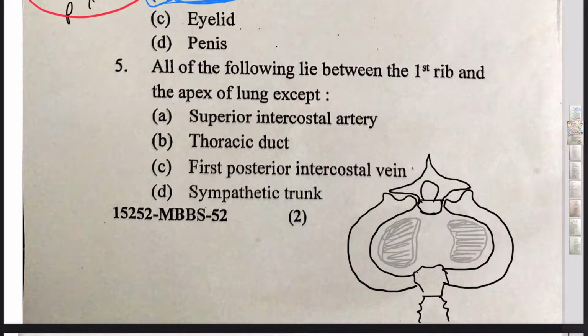What they're asking is which of the following lie between the first rib and the apex of the lungs. So remember the superior intercostal artery. The superior intercostal artery is a branch of the costocervical trunk. The costocervical trunk is a branch of the second part of the subclavian artery, which is above the first rib. So the superior intercostal artery descends from the neck into the thorax like this, and provides the first and second intercostal arteries.